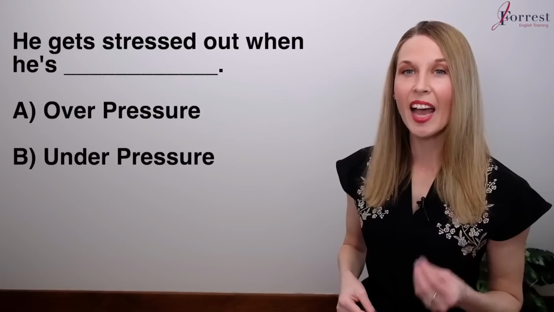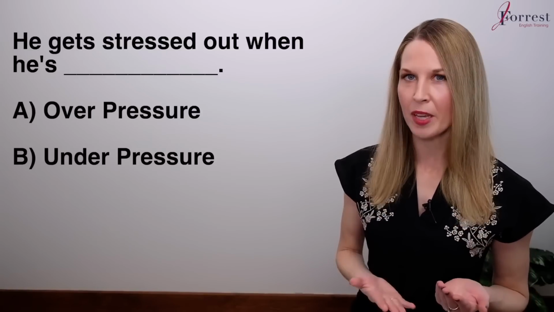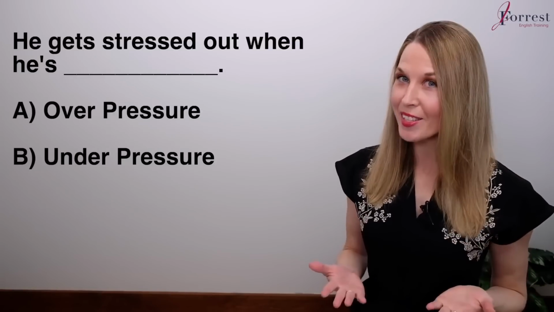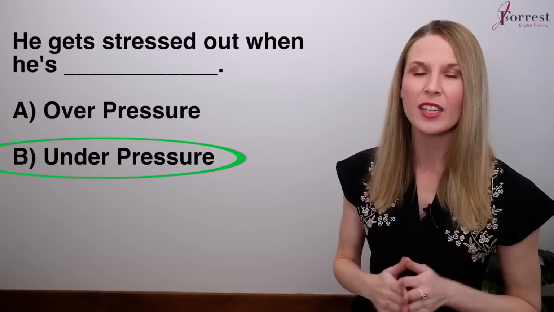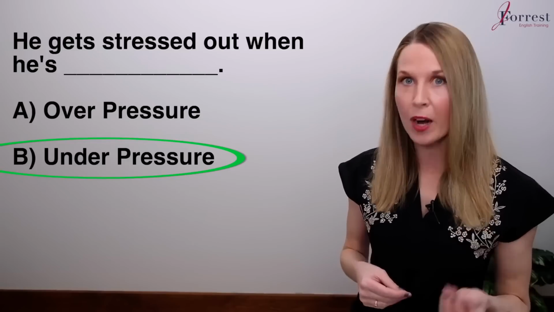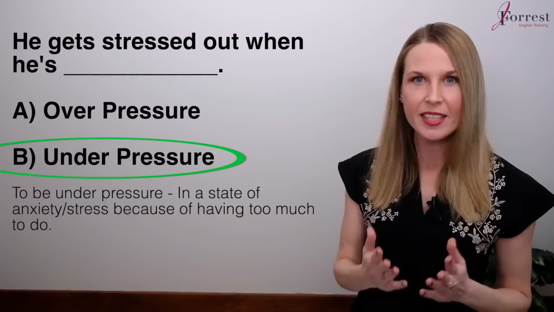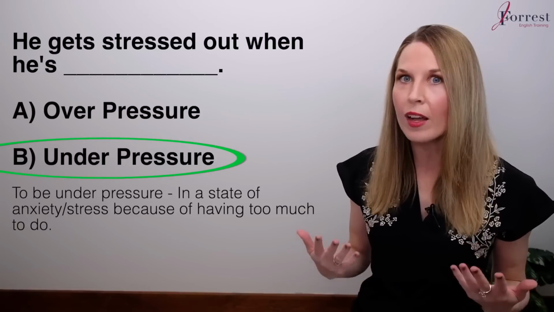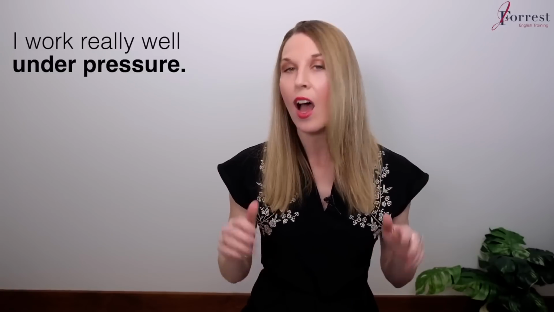Number 9. He gets stressed out when he's blank. A or B? The correct answer has to be B, under pressure, because over pressure is the wrong preposition. The preposition you need is under pressure, to be under pressure. And that's simply when you have a lot of work and you're feeling overwhelmed, you're feeling anxious, you're feeling stressed out. You can use this positively and say, I work really well under pressure.